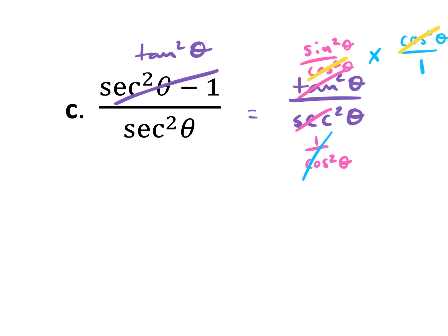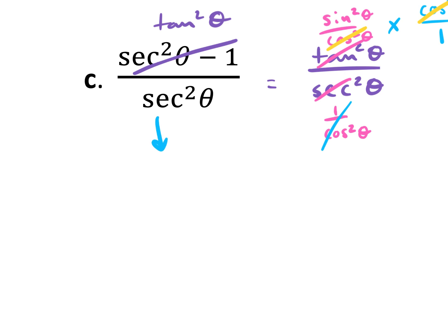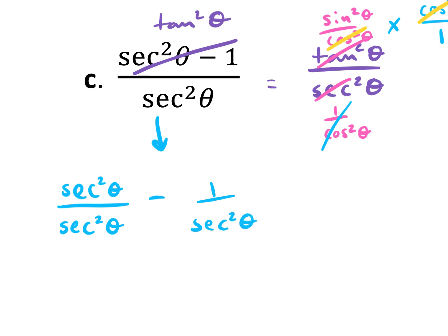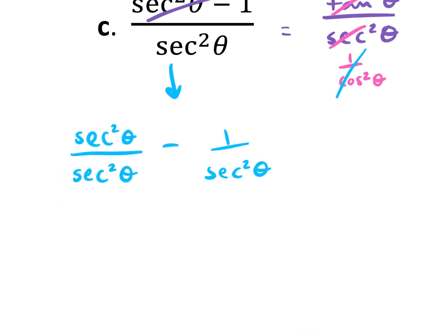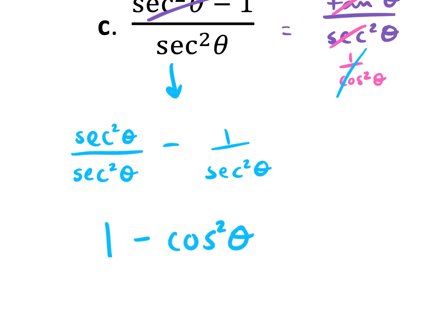Another way I could have simplified this would be to split it up just like I did in example A. So I could split it up into two fractions. I would have secant squared over secant squared minus 1 over secant squared. What's secant squared over secant squared? 1. And what's 1 over secant squared? Cosine squared. And what does 1 minus cosine squared simplify to? Sine squared.